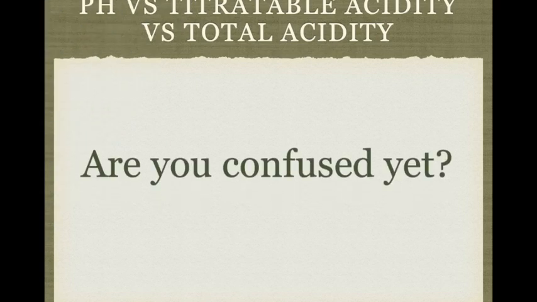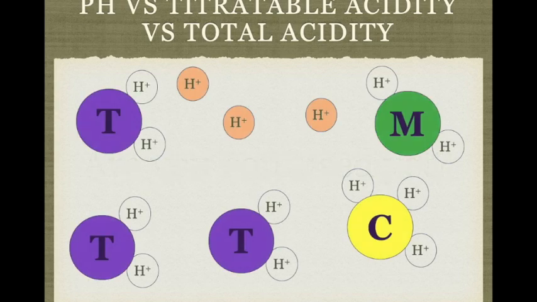So, pH, titratable acidity, total acidity. Are you confused yet? Well, with this next slide, I'm going to try to make it as clear as I can so that you can understand the differences between these measures of acidity. So you have the different acids here. The purple T is tartaric acid, the green M is malic acid, and the yellow C is citric acid.